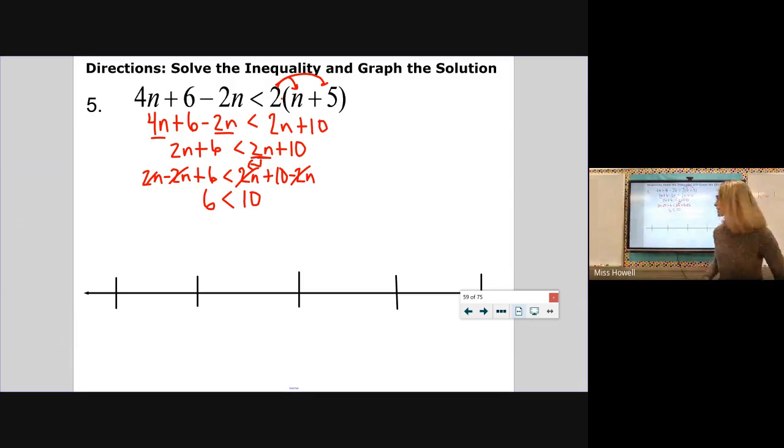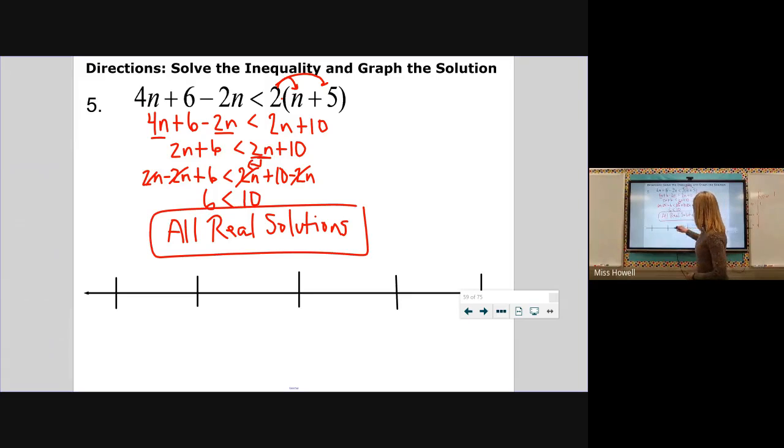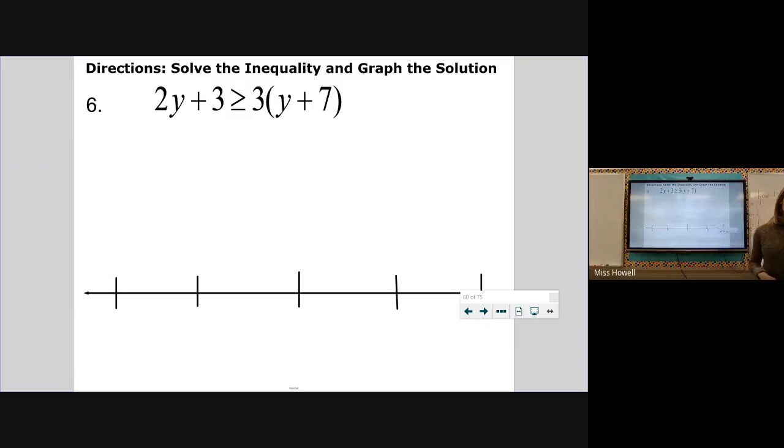So our solution here would be that we have all real solutions, which means my entire number line represents things that are solutions and need to get colored in. So from negative infinity all the way to positive infinity would be our solutions here. All right, number 6. We want to solve for the variable y when we're told 2y plus 3 is greater than or equal to 3 times y plus 7.